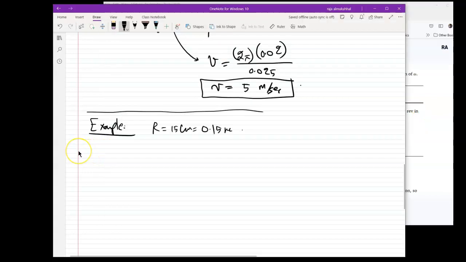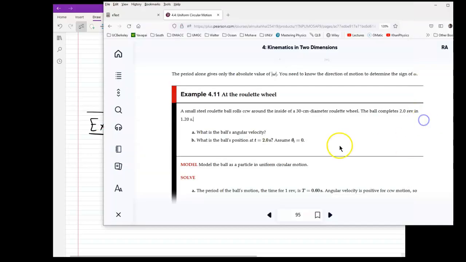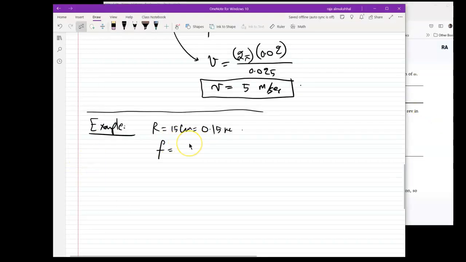So I'm just going to go directly to the frequency. I know that the frequency is the number of revolutions per unit time. So that's going to be 2 revolutions per 1.2 seconds. You see that? But my unit has to be revolutions per second, so I can simply divide 2 by 1.2, and the answer is 1.67. So it is 1.67 revolutions per second, or I can say 1.67 hertz. You see what I'm saying?